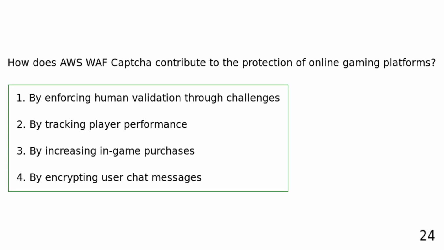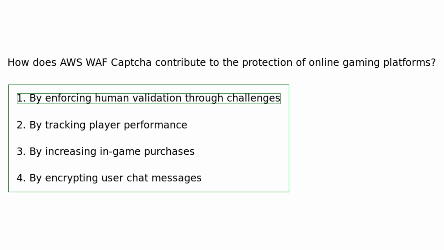How does AWS WAF Captcha contribute to the protection of online gaming platforms? By enforcing human validation through challenges. By tracking player performance. By increasing in-game purchases. By encrypting user chat messages. AWS WAF Captcha contributes to the protection of online gaming platforms by enforcing human validation through challenges that are difficult for bots to solve, reducing the risk of cheating and unauthorized access.